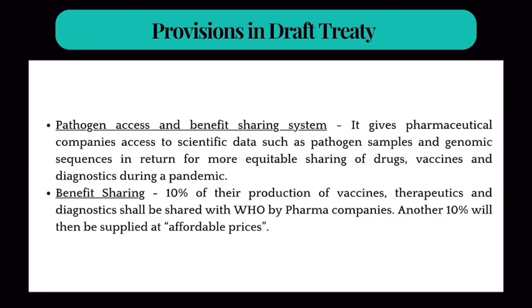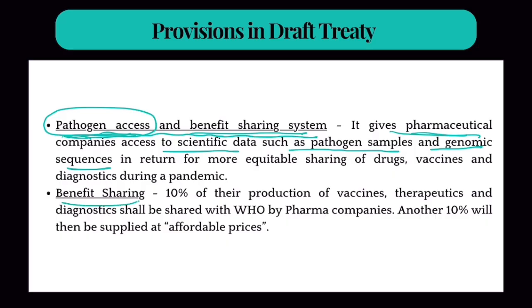First principle is the pathogen access and benefit sharing system. Whichever country is able to study the virus or bacteria properly has to share their scientific findings with the rest of the world. It gives pharmaceutical companies access to scientific data such as pathogen samples and genomic sequences. For example, India studies a particular virus which has become a pandemic. Now India is bound to share it with the pharmaceutical companies so that they can develop vaccines. India will share this data in the hope that these companies, once they develop vaccines or treatments, would share those back with them. This is the system of pathogen access and benefit sharing.